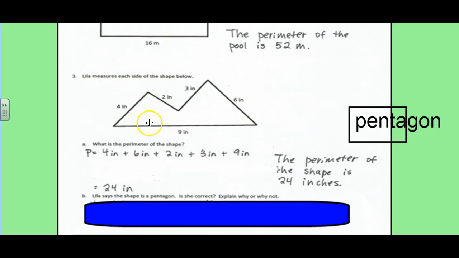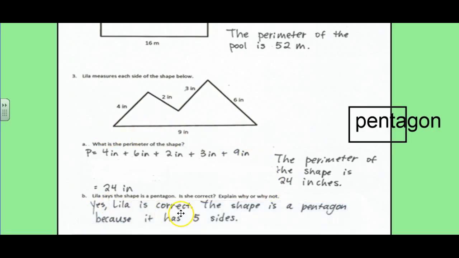So when we go up here and count this, I see 1, 2, 3, 4, 5 different side lengths. And it says, yes, Lila is correct. The shape is a pentagon because it has 5 sides. So this looks like 2 triangles put together, and it probably is, but since this shape has 5 sides, it is a pentagon. So just remember, anything that has 5 sides is going to be a pentagon. It just has to be a closed shape. It can't have any openings in it.